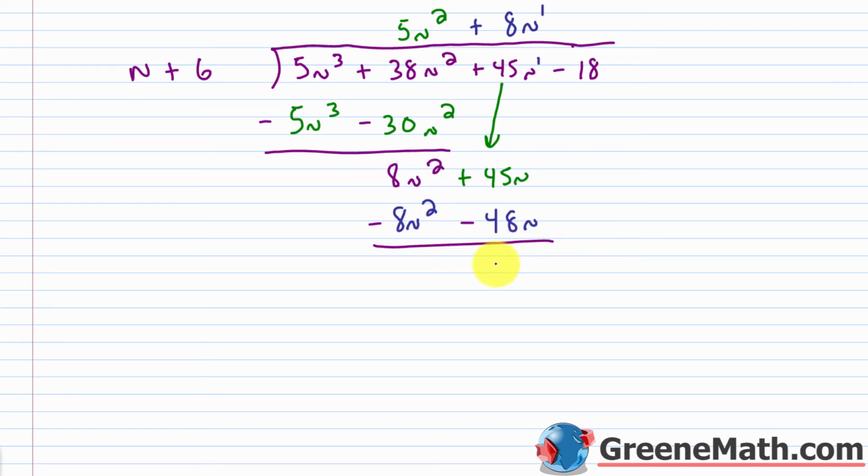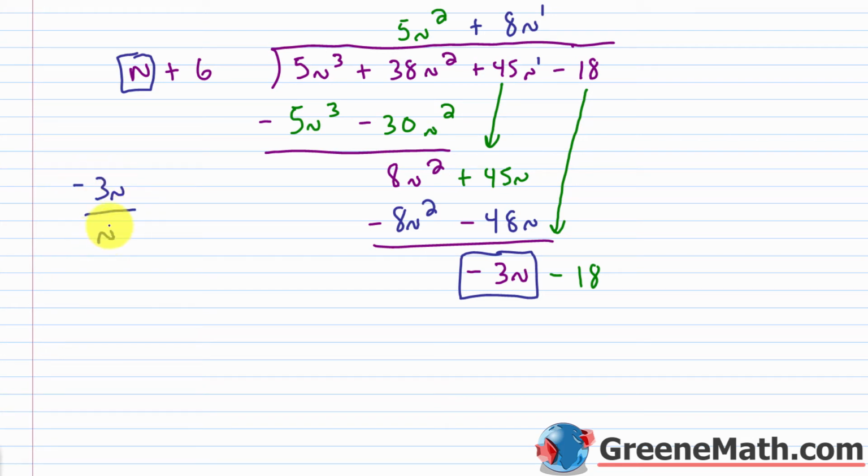And then 45n minus 48n would be negative 3n. Again, I want to bring down as my next step. So I'm going to bring down that negative 18. And then once again, for the last time, I'm going to go leading term into leading term. Okay? So n goes into negative 3n how many times? You're asking yourself the question, what is negative 3n divided by n? So n cancels with n, and I'm just going to get negative 3.